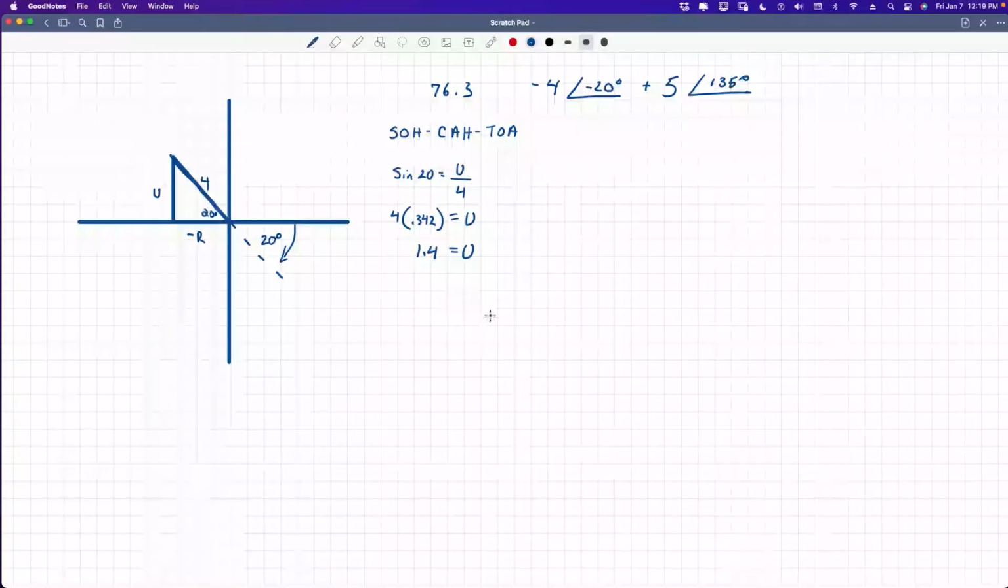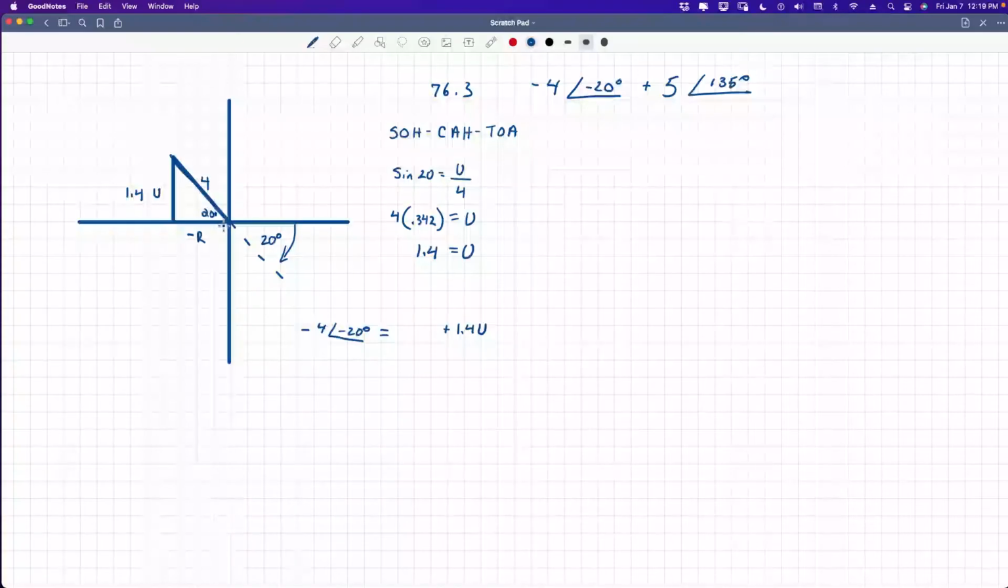So we can write this one right here, -4, -20 degrees is going to be the same as, let's put in our u. This is a positive u. It's a positive 1.4u. All right? Awesome. And now this is 1.4. So now we have to do the negative r.